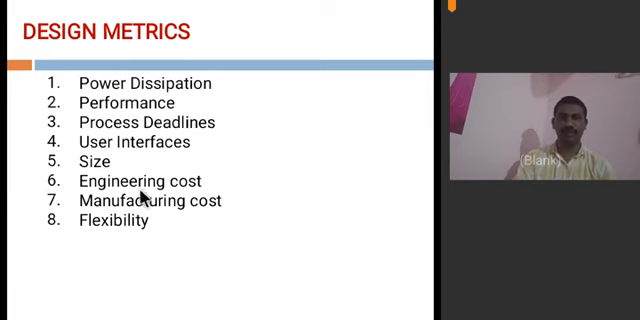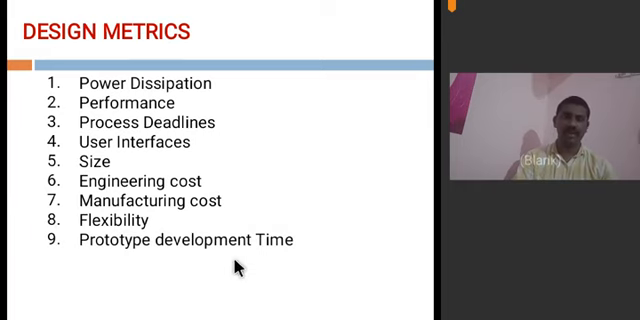Next, prototype development time. It is the time taken in days or months for developing the prototype, that is, an in-house testing system. Before going to your real-time system, you will develop an in-house system. That is a prototype. You will test that prototype. If the prototype is very good, you will go for the real-time system. That in-house development time is called the prototype development time.